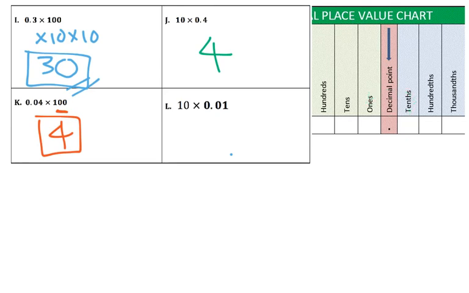And then for L, we have 0 and 0 hundredths. You're multiplying it by 10, so that's going to shift over one place value, and you end up with 1 tenth.